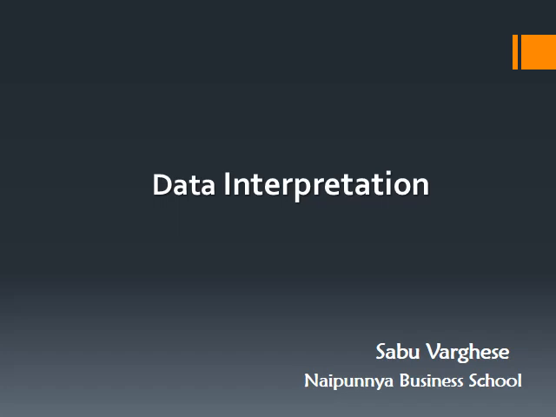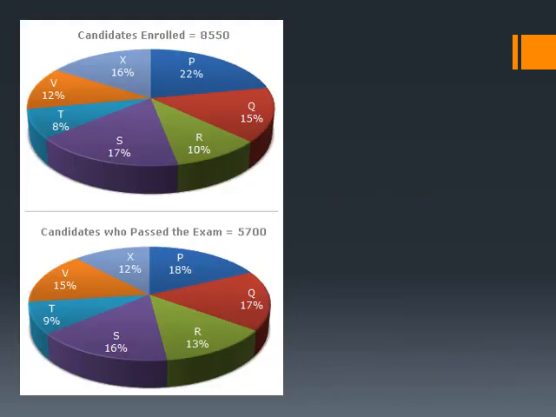And there will be a few questions, and you have to give the answer by looking at the data, looking at the chart, or looking at the table. So we will have a few questions based on the same chart, and we will start with the first one. Here the data is given in pie chart. So the first pie chart indicates candidates enrolled, and the second pie chart at the bottom represents the number of candidates or the percentage of candidates who passed the exam. The total number is 5,700.